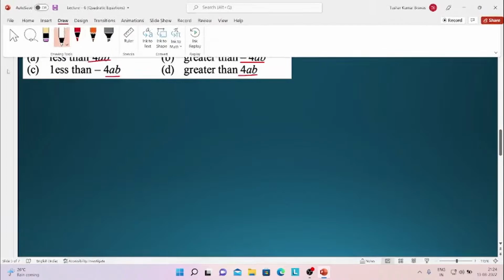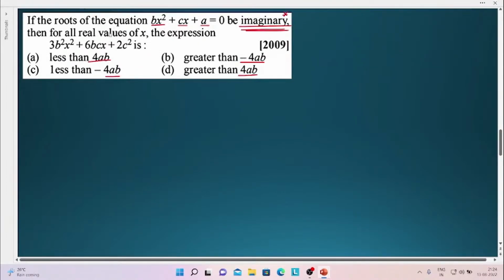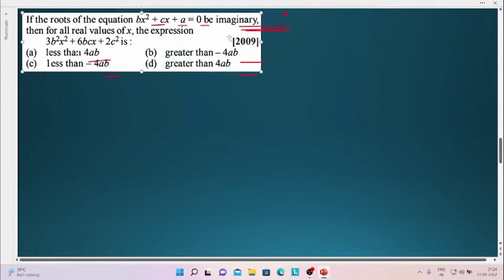Before discussing the deeper knowledge about this question, let me first break down what the question actually says. Let me minimize these questions so that we have more space. So here you can see, if the roots of this equation, bx square plus cx plus a equals 0, which is the given quadratic equation, are imaginary. Since it is imaginary, then D is less than 0. I mean the discriminant is less than 0, right?